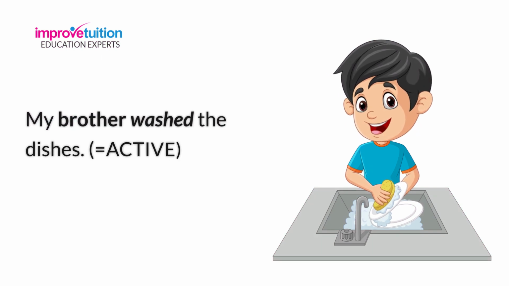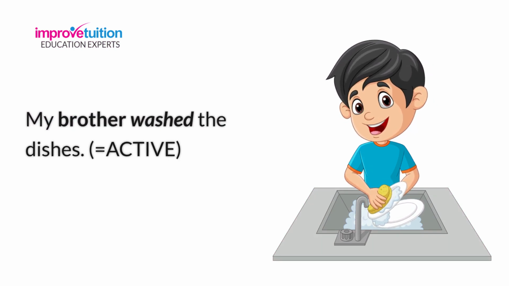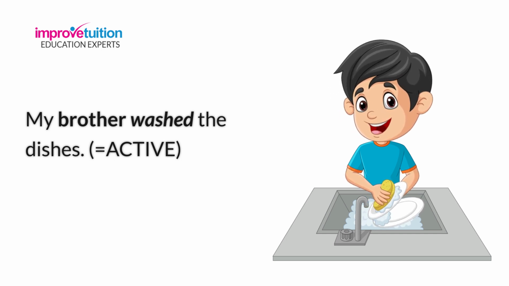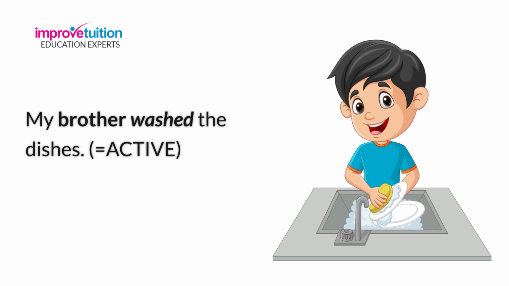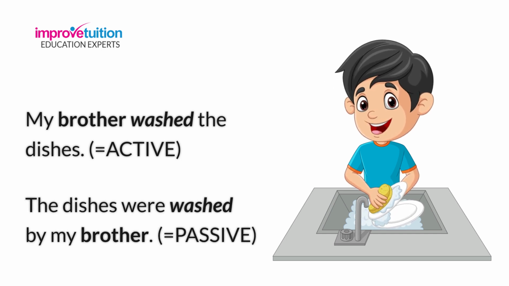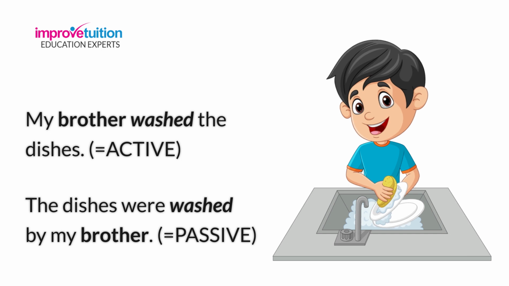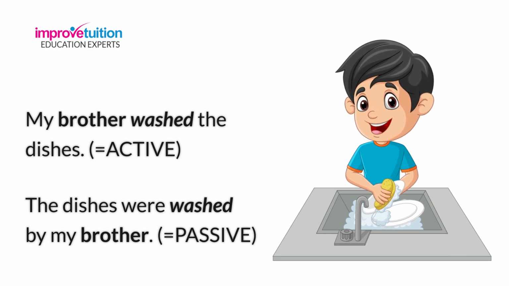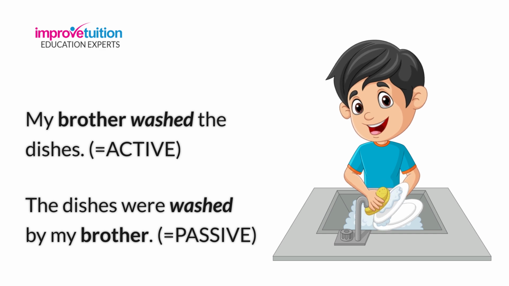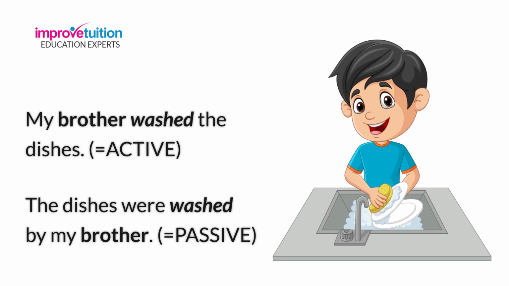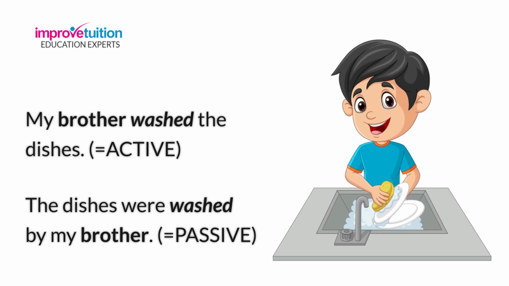My brother washed the dishes. Notice, brother is at the front, and dishes is at the end in the active voice. The dishes were washed by my brother. So here the word dishes is closer to the front, and the word brother is far at the end of the sentence. In the passive voice the elements are changing, and the action is happening to the dishes. Dishes were washed.